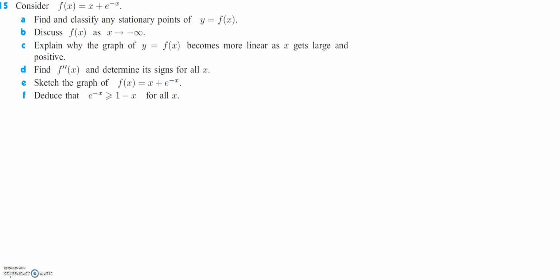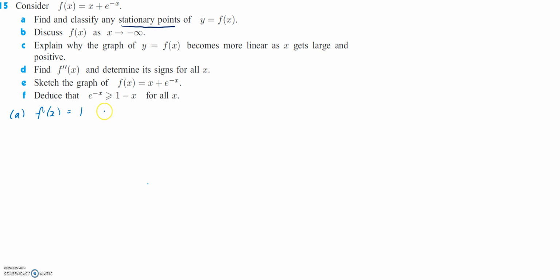Okay, next type of application, find and classify stationary points. Now we know about this. To get a stationary point, we need to differentiate and solve when the derivative equals 0. So we're back up to this, and we'll be saying f dashed of x. It's just simple functions there. So the derivative of x is 1.